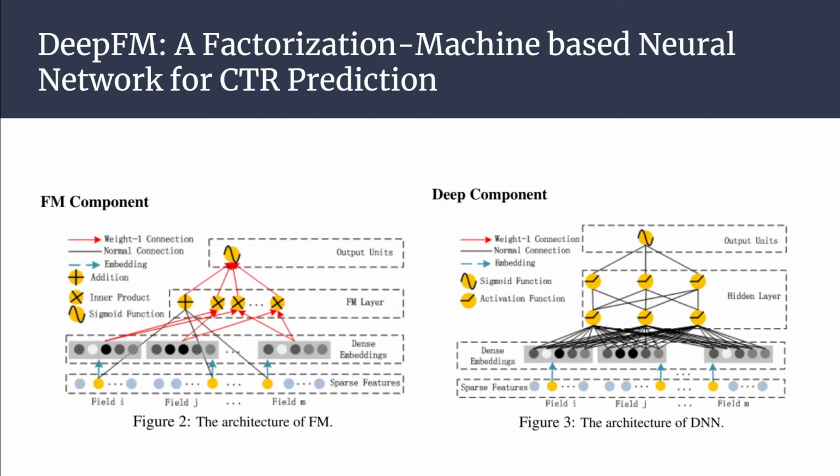And over here on the right, you can see the deep component, which is a lot like your typical deep neural network, where it takes all of these different embeddings and passes them through X amount of hidden layers to finally get your output.